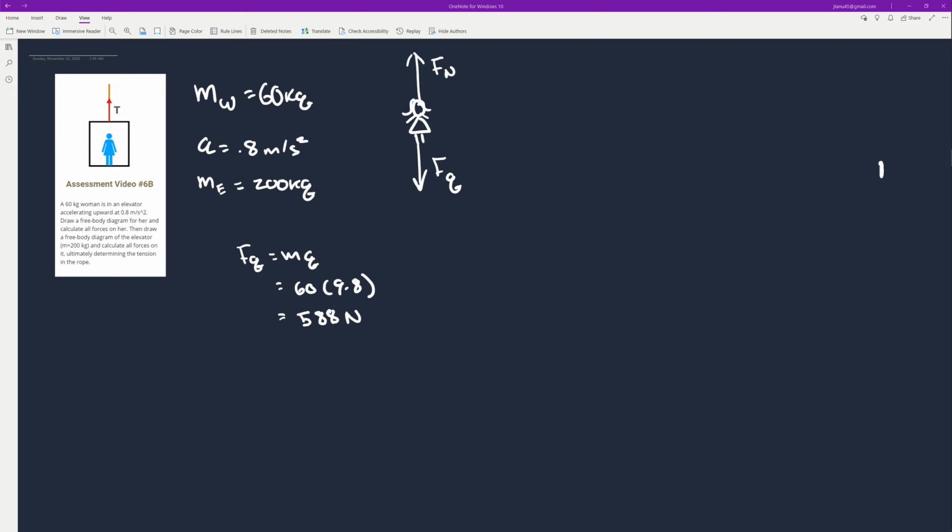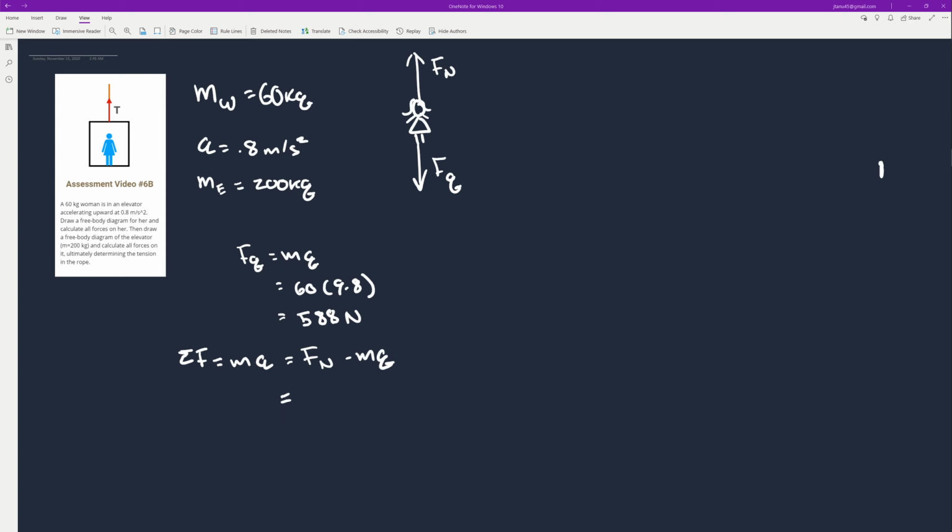Now we know that at rest, the normal force is equal to the force of gravity, so we could just say the normal force is 588. But in this case, since we're accelerating upwards, that doesn't hold. This is when Newton's second law comes in, and we have to take into account this acceleration upwards. So the summation of forces is equal to mass times acceleration due to Newton's second law. And our summation of forces is the normal force minus the force of gravity, and we can replace that with mg because we know what the force of gravity is.